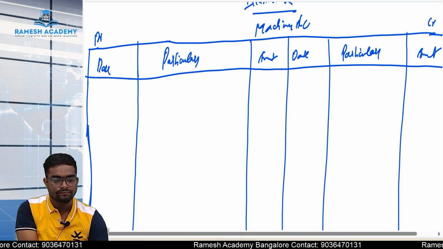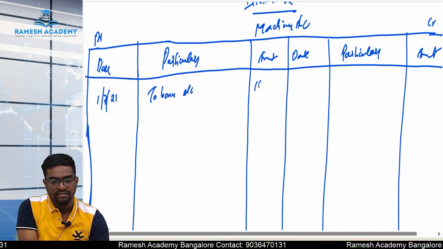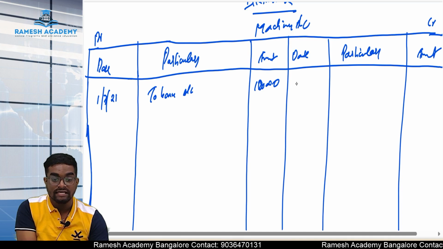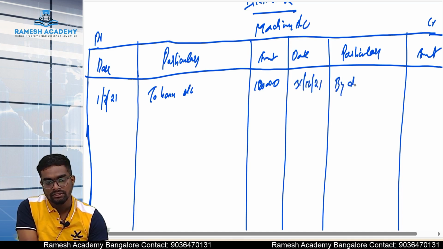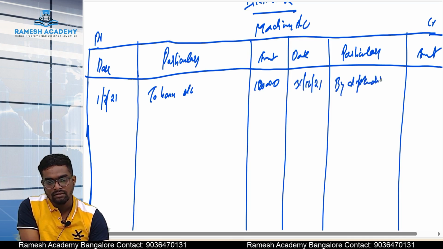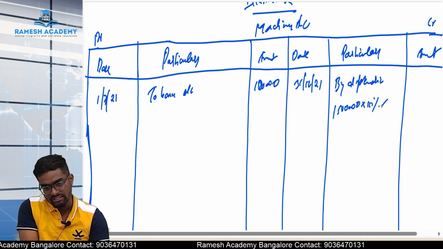Okay, the first transaction, 1/7/21. So to bank account 15 lakh. Agreed. So first year depreciation will be the same. There will be no change on first year depreciation. So by depreciation it will be 15 lakh into 10% into 6 by 12, which is 75,000.